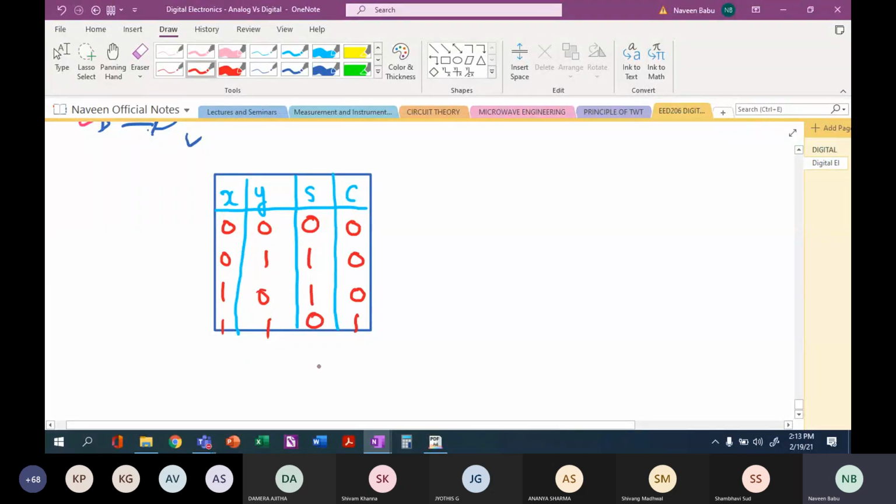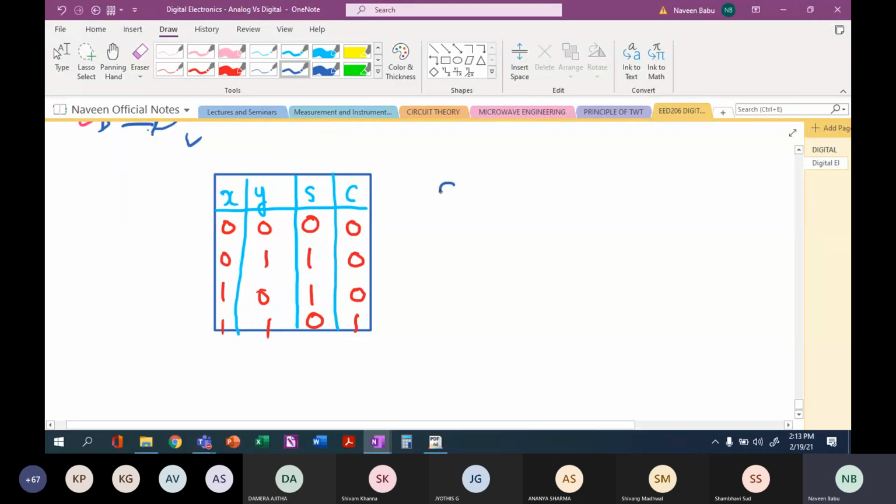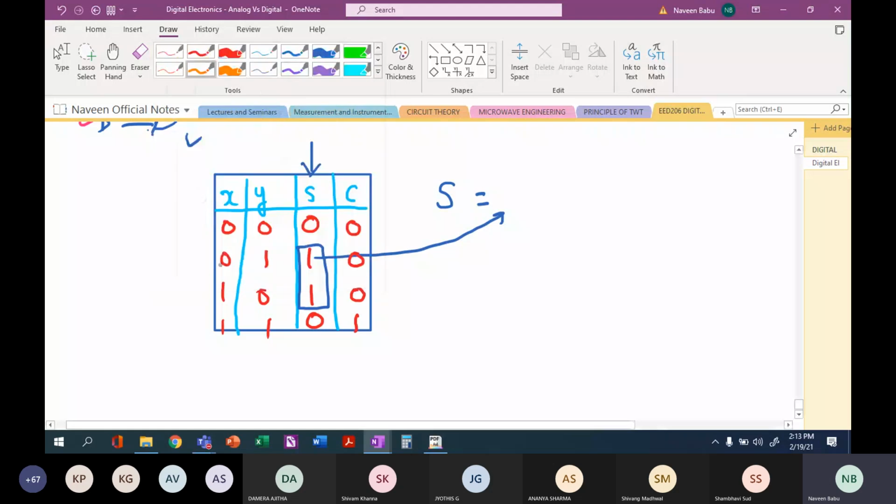Now, how do you simplify this? If you look at this particular table, what is the expression for sum? This is what you need to find out. Looking at this particular column, your sum, where do you have ones? Your sum ones are here. And what does this particular one correspond to? This one corresponds to an input of 0 and 1. 0 means it is x bar and 1 means it is y, right? So this particular 1 corresponds to 0, 1, corresponding to x bar y. And there are two outputs, right?